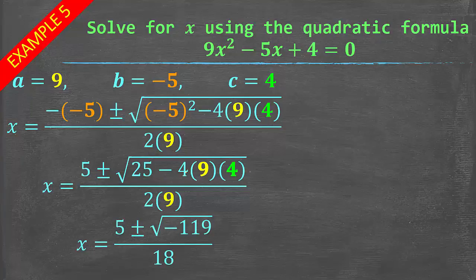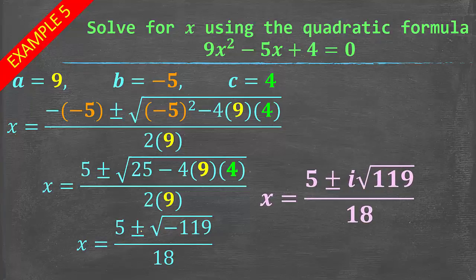So this 4 times 9 times 4, that's 36 times 4, which gives you 144. 25 minus 144 is -119. Again, can't have that negative sign, can't do anything with these. So the answer is x equals 5 plus or minus i times the square root of 119 over 18.